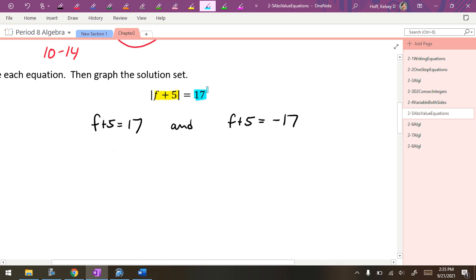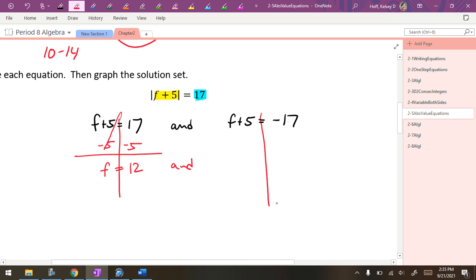On the left, how do I solve for f? Subtract 5. 17 minus 5 is 12. On the right, what should I do? Subtract 5. f equals -22.